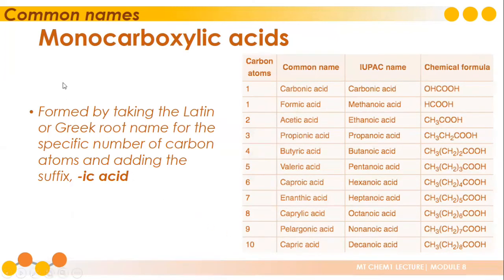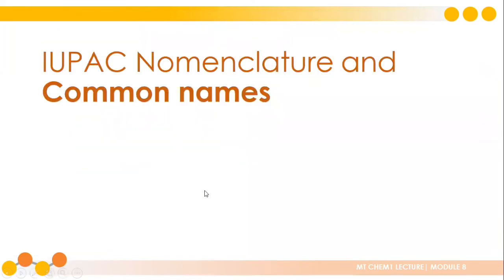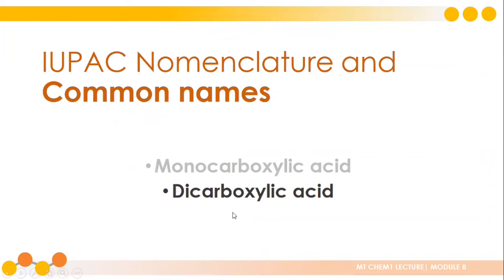All you need to remember in here is that it is formed by taking the Latin or Greek root word of the name for the specific number of carbon and then adding the suffix "ic" acid. Now you might be asking, do you need to memorize these common names? Since, as mentioned a while ago, common names of carboxylic acids are more prevalent than the use of the IUPAC name, yes, you need to memorize these common names. We're done now with the common names of monocarboxylic acids. Let's proceed with the dicarboxylic acids.